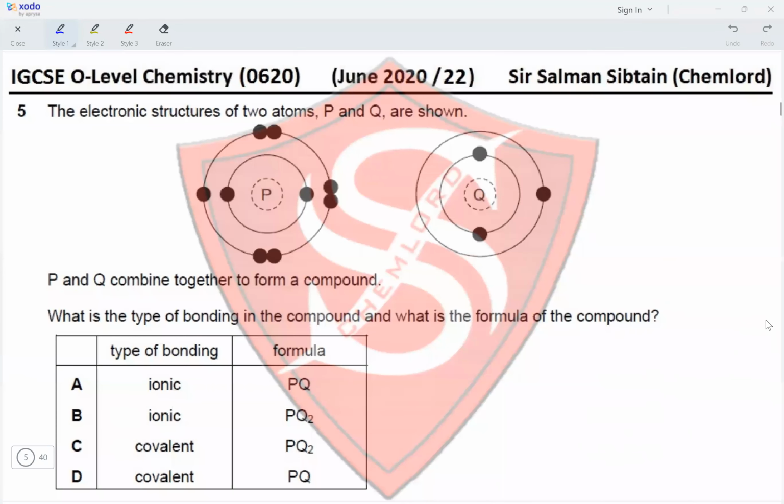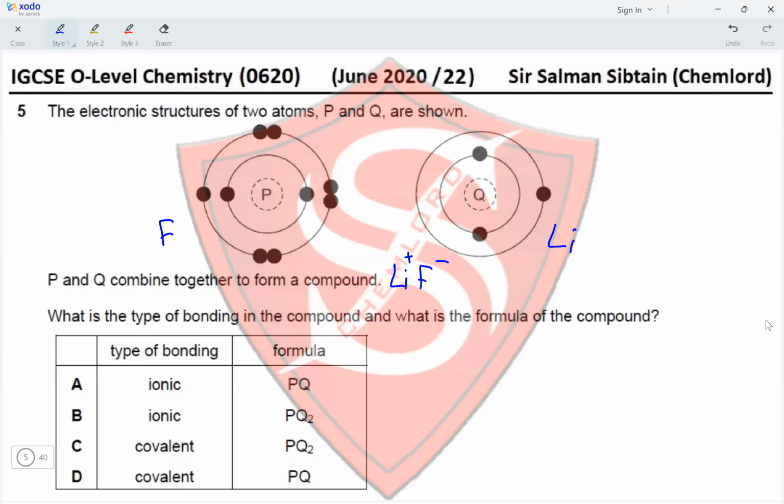Question 5. The electronic structure of two atoms P and Q are shown. So 2, 3, 4, 5, 6, 7, 8, 9. P is fluorine and Q is 1, 2, 3. Q is lithium based on the number of electrons that have been shown. P and Q combine together to form a compound. Yes, the compound it will form will be LiF, in which Li will carry a positive charge and F will carry a negative charge. It will be an ionic compound.